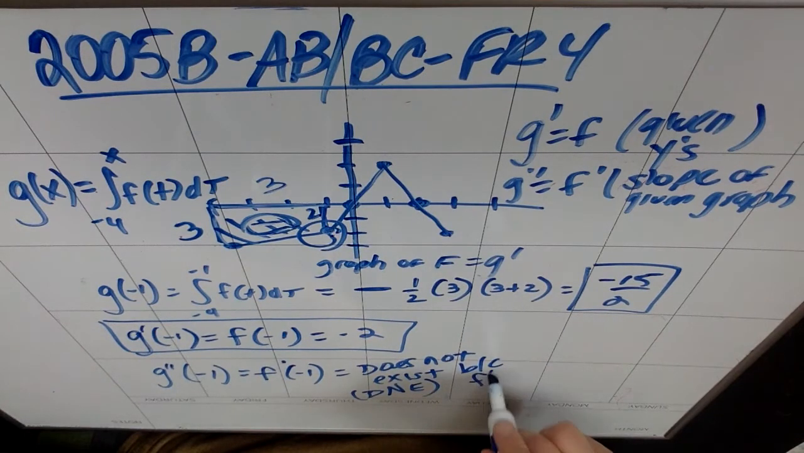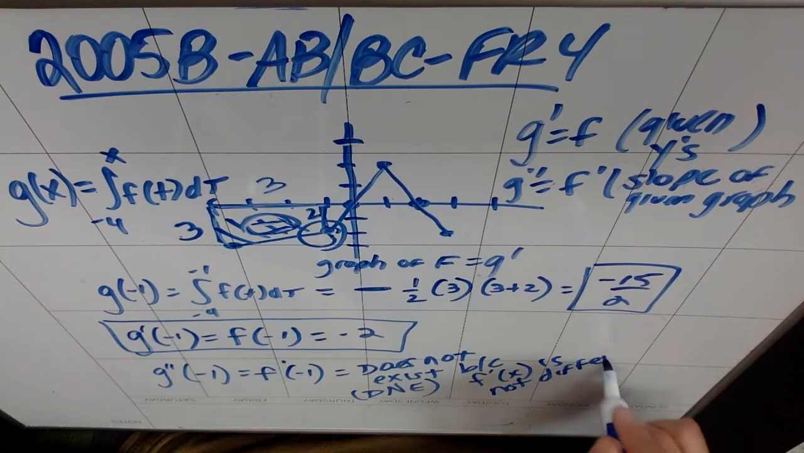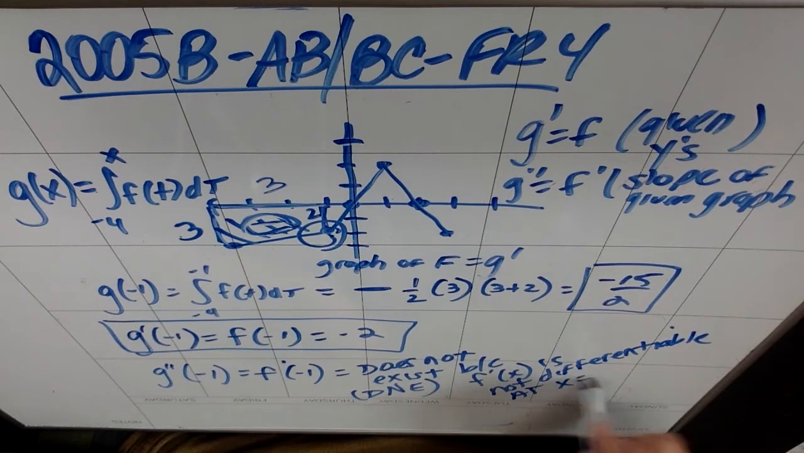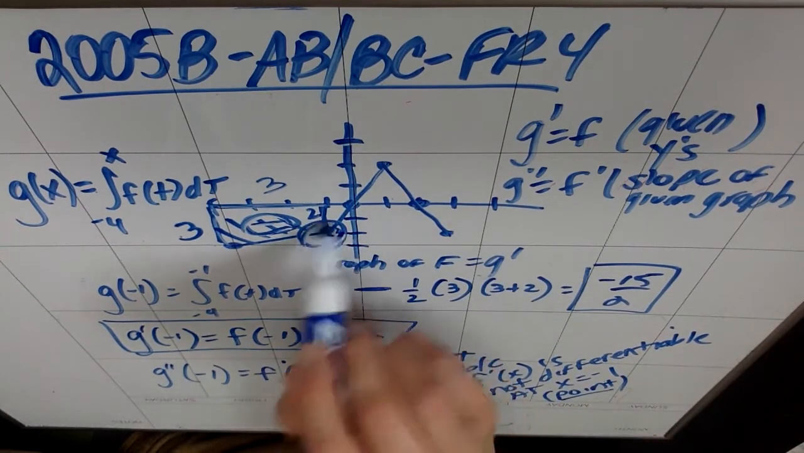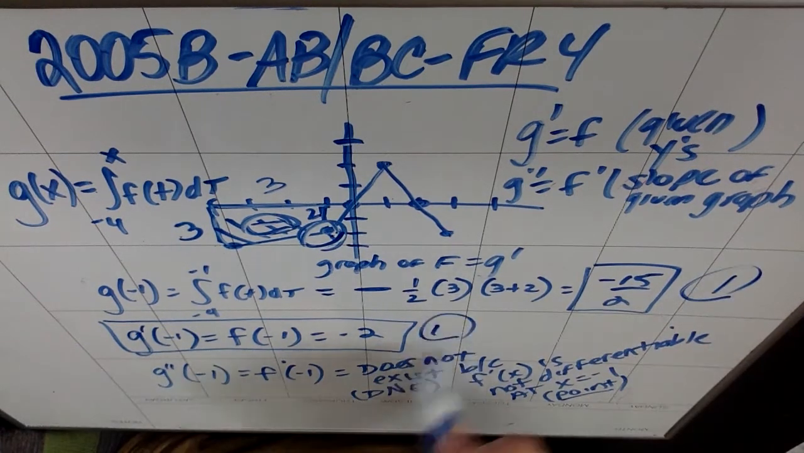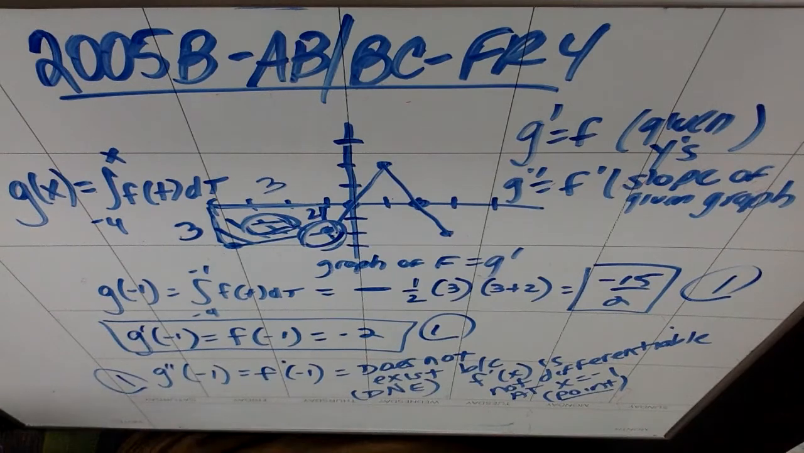Because f prime of x is not differentiable at x equals -1. It has a point, right? Points and cusps make something not differentiable. So those are my first 3 answers. They were worth exactly 1 point each, right? Cool. Next bit.